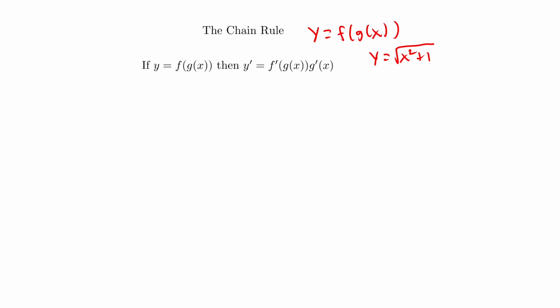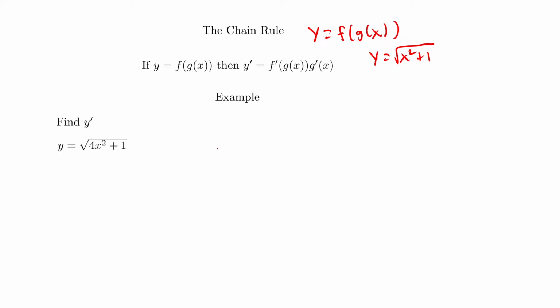So what it says is that if y is equal to f of g of x, then y prime, its derivative, is going to be f prime of g of x times g prime of x. Now, this oftentimes can be a little bit confusing to work with until you've done several examples. So that's what I'm going to do. I'm going to do several examples to help you out.